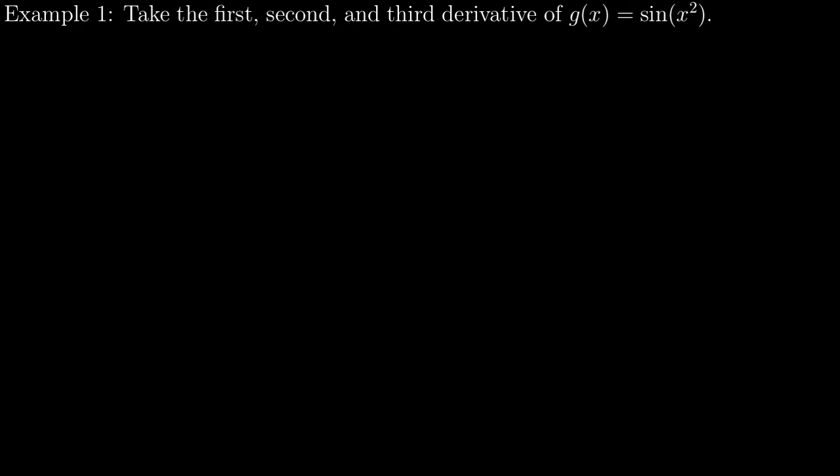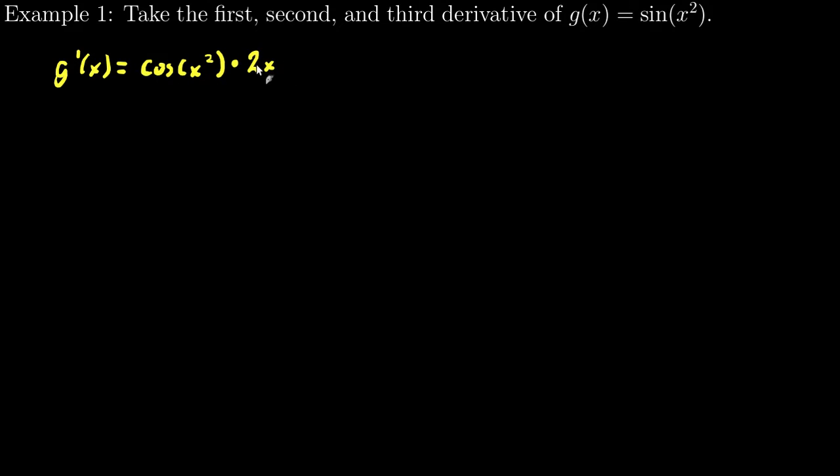Here's the first one, which is actually trickier than it looks. So I want to find the first, second, and third derivatives of g of x. So g prime of x, I have to do chain rule. The outer function is sine, so the derivative of sine is cosine. The inner function is x squared. Sorry, I should have left that unchanged. And I need to multiply this by the derivative of x squared, which is 2x.